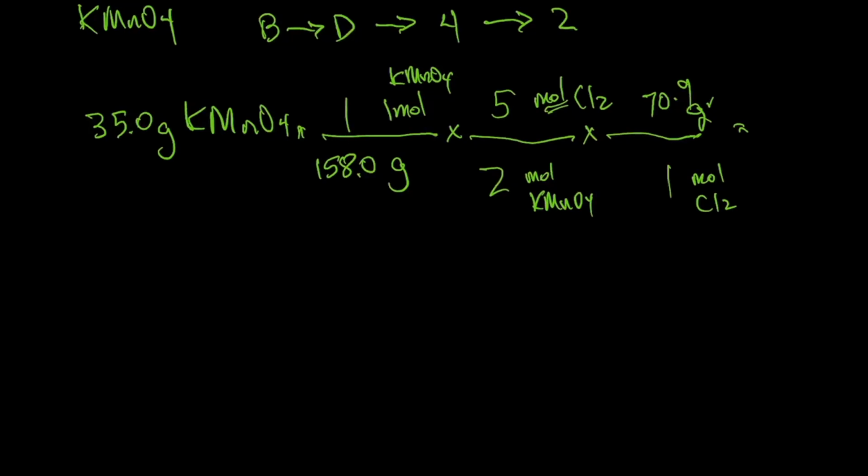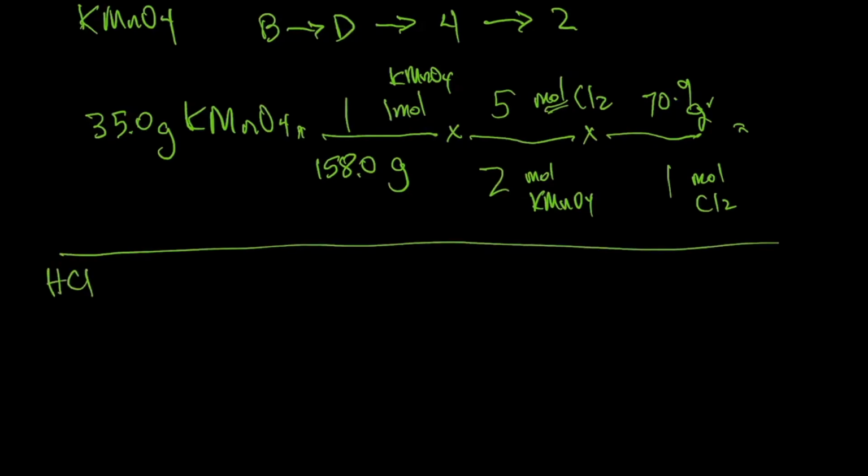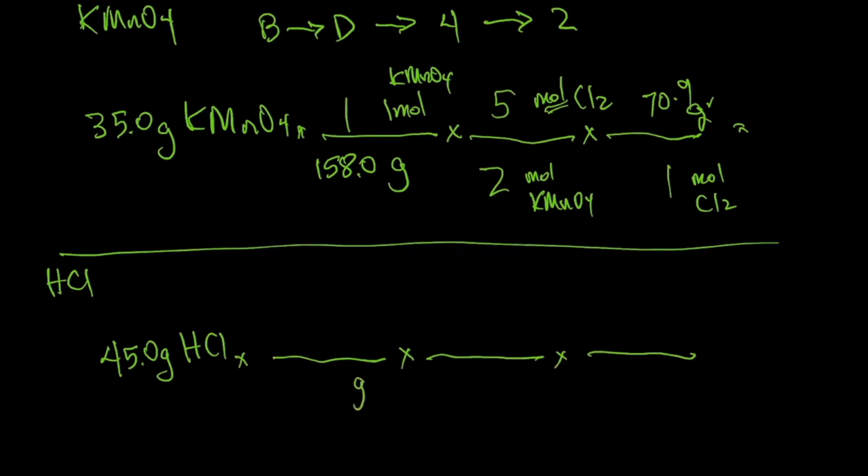And then the second setup will be this for hydrochloric acid. You would say, okay, the problem gives me 45 grams of hydrochloric acid. So that's what I'm going to start out with, 45 grams of HCl. And again, I have 3 conversion factors. The first one is the molar mass of hydrochloric acid, grams of HCl, moles of HCl.